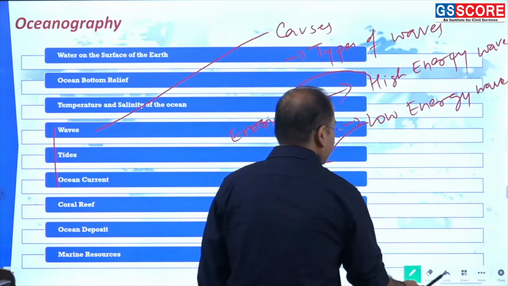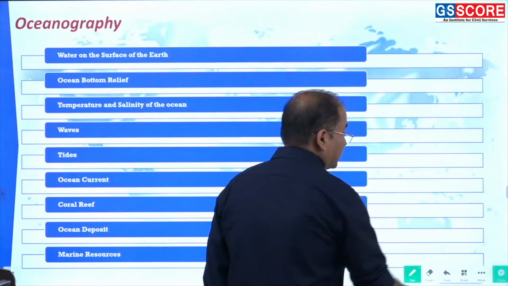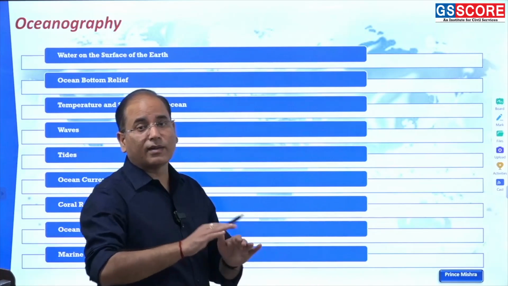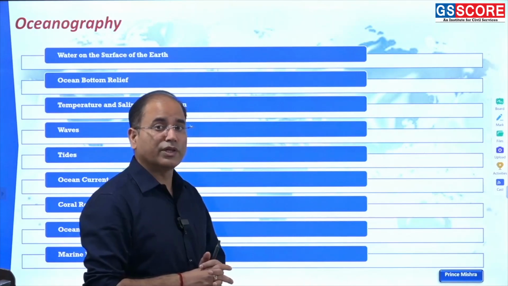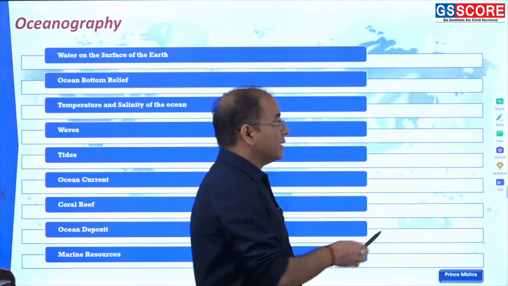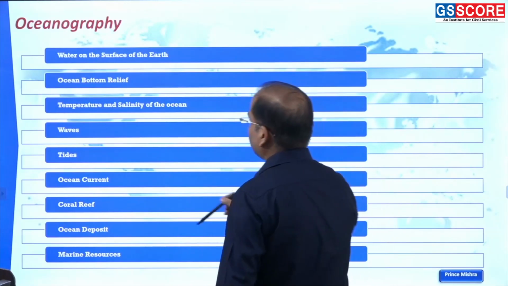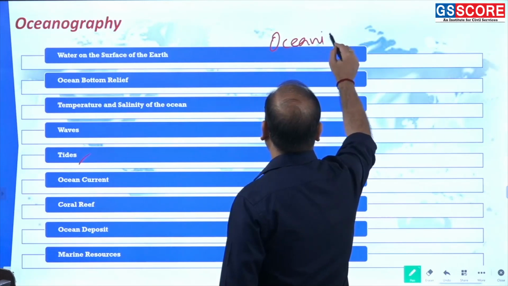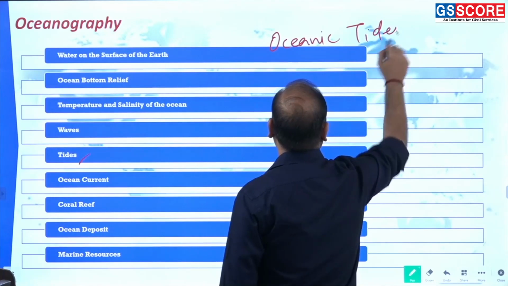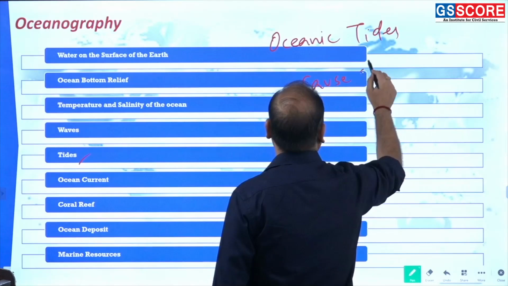In fact, the waves happen to be a horizontal movement, so it comes under the category of horizontal movement of the oceanic water. Then comes the vertical movements of oceanic water in the form of tides. So, what are oceanic tides? Cause of tide?